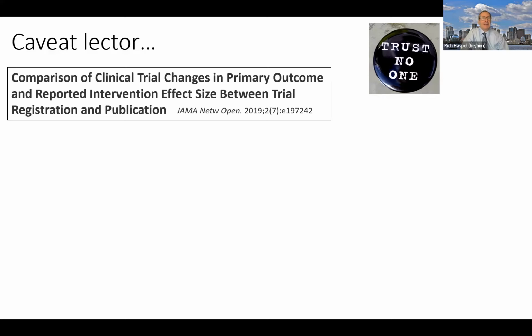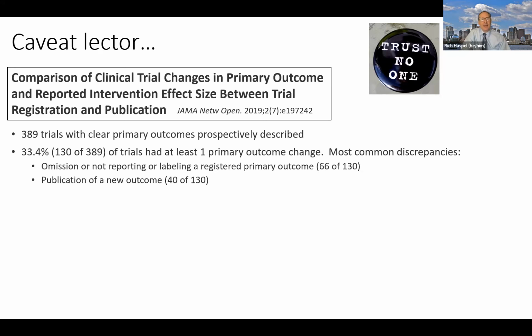So here's just an example. It's gotten so bad, there are even studies about how bad the literature is. There's literature on how bad the literature is. Let's put it that way. So as I'm sure some of you know, a primary outcome is very important to decide on up front, because otherwise people can play games, and we'll talk a little bit more about that. But this was just a study, and they looked at 389 trials with clear primary outcomes prospectively described. 33% had at least one primary outcome change, including omission or not reporting a registered primary outcome or publication of a new outcome. And that is a big red flag.